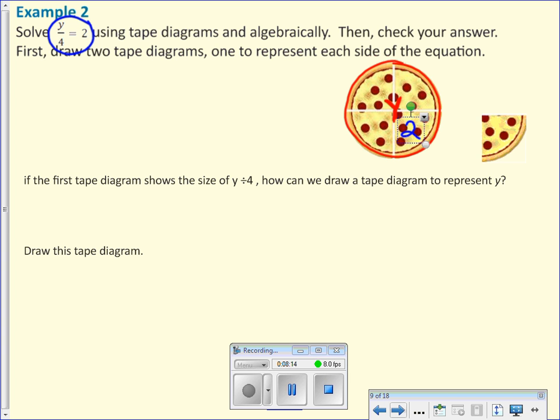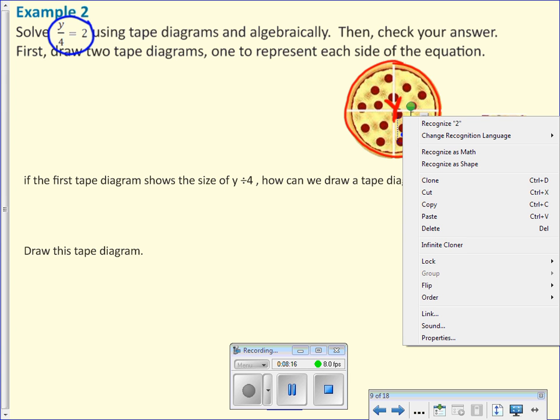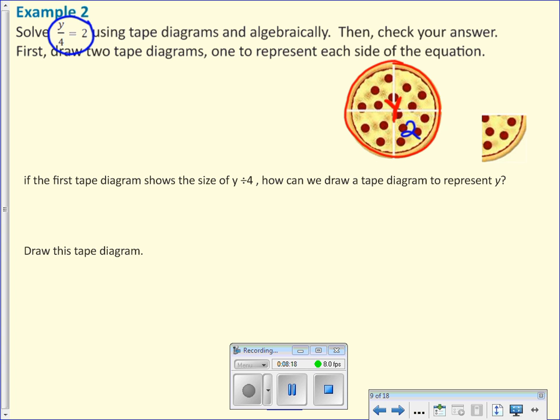That's 2. That's 2. That's 2. And that's 2. So what's my whole thing going to be? 8. So let's take a look at what that would look like in a tape diagram.